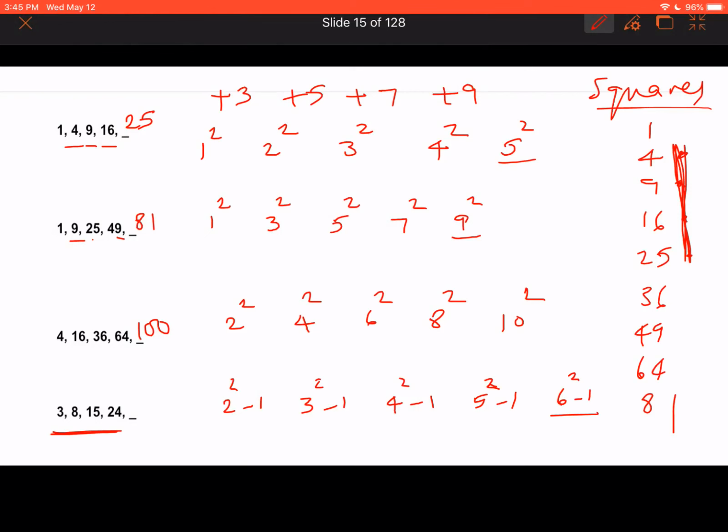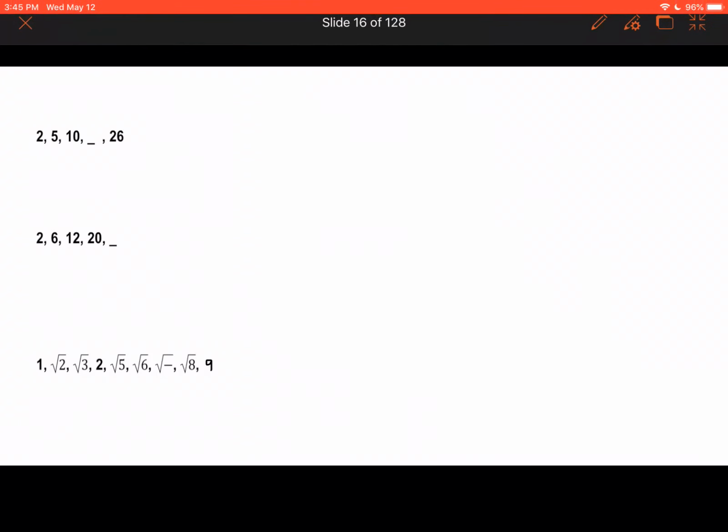So what is the value of 6 square? It is 36 minus 1. So that is going to be the answer. Okay, I hope you got it. We'll see some more problems like this, so you'll be able to catch the point.